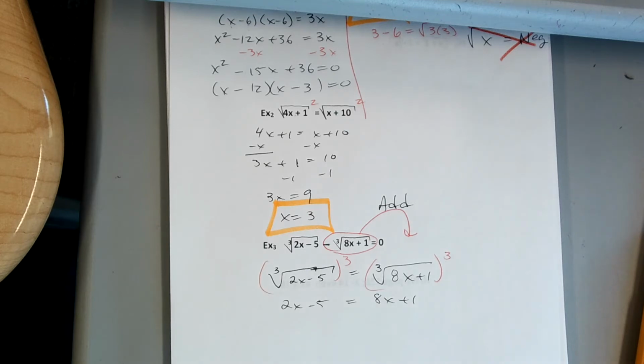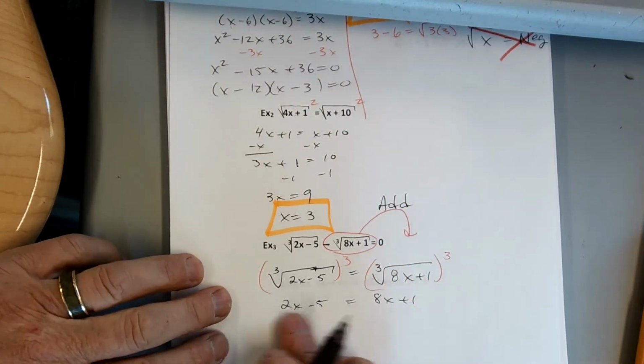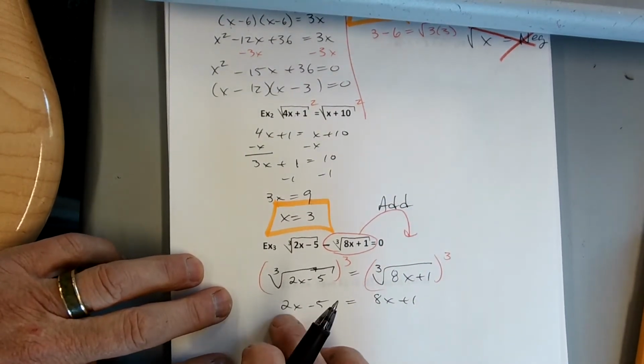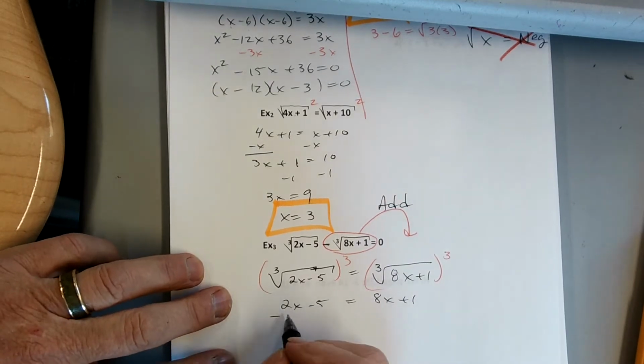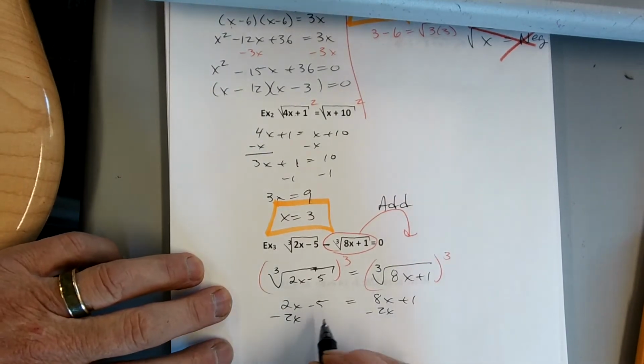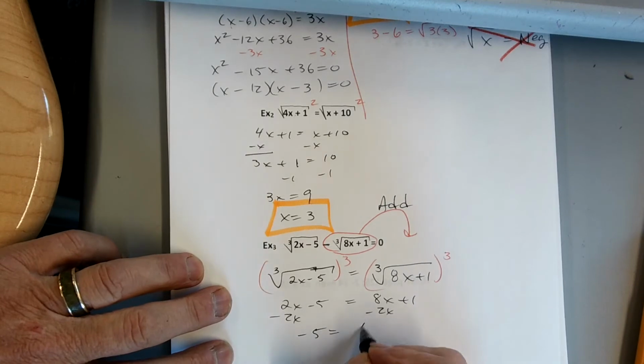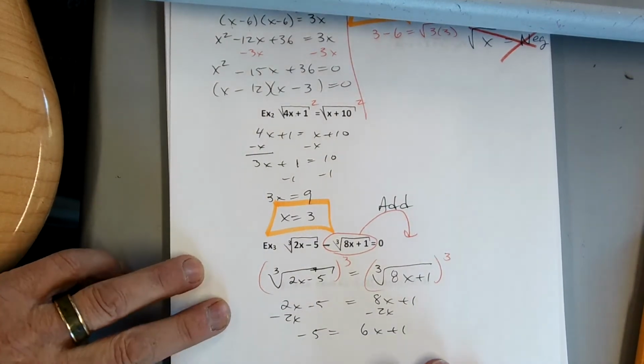Okay, I'm going to solve then. I like positive x's, so I'm going to subtract 2x. You can subtract the 8x, but I'm going to do this because I like positive x. That gives me a positive 6x plus 1. Just makes it easier to solve.